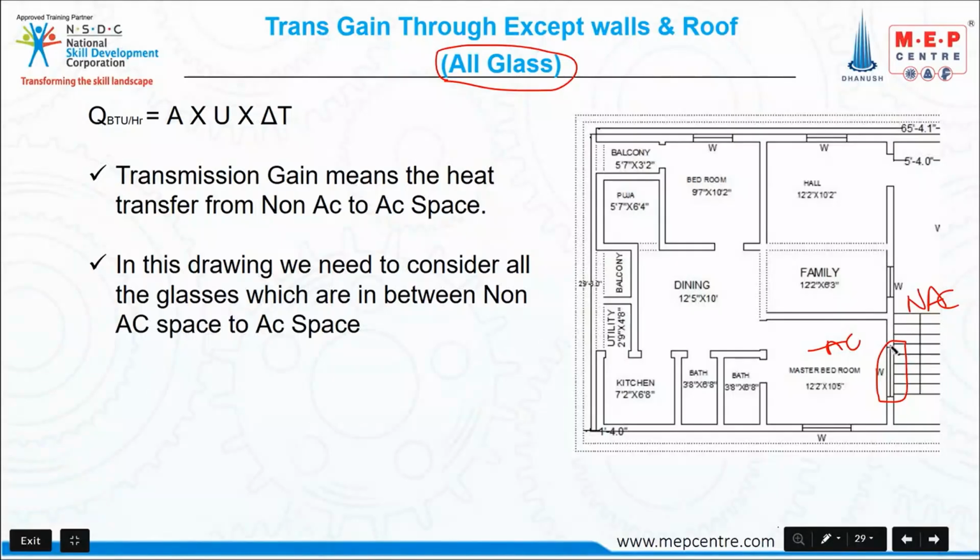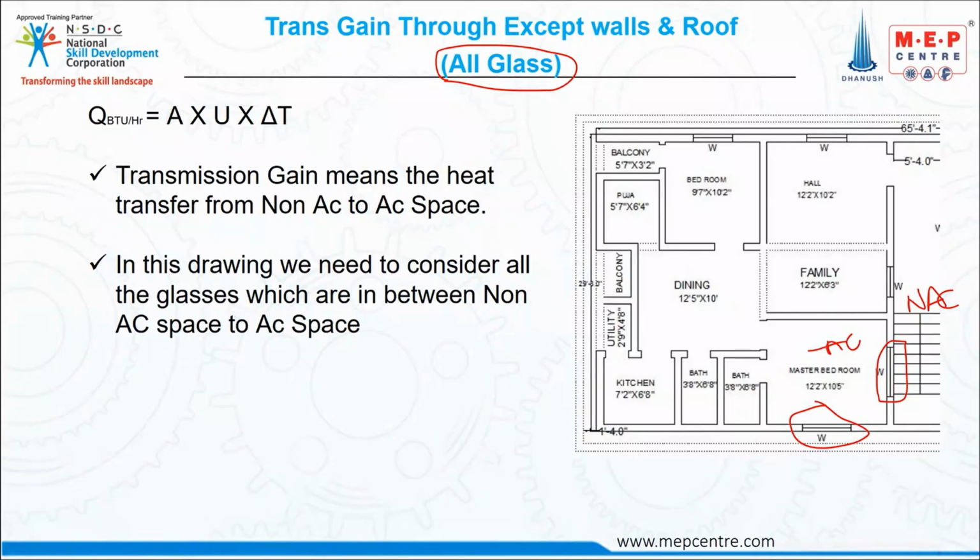Now, as I consider this glass, and also I need to consider this glass also. So you may have a doubt. Sir, yesterday we have calculated in solar gain, right? So from the glass, we have transmission gain also. From the glass, we have a transmission gain also. Okay. So both glasses you need to take.